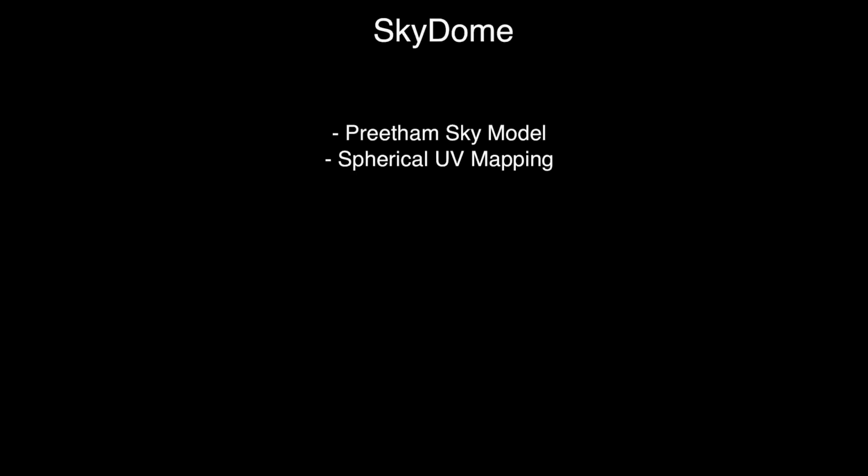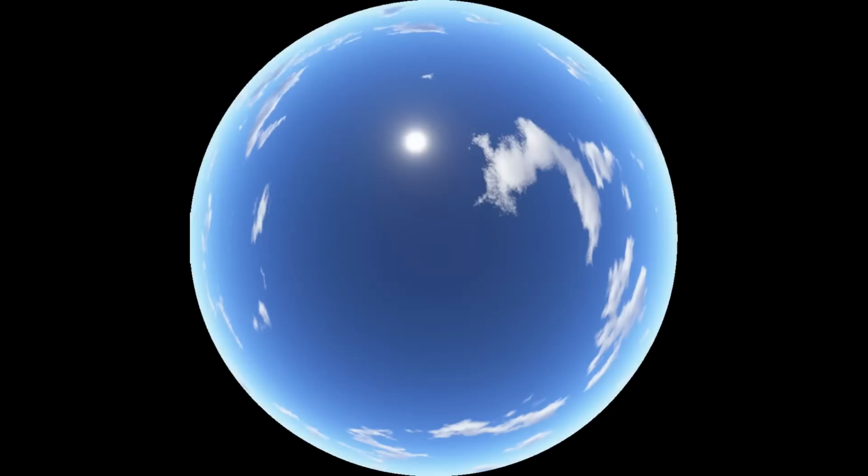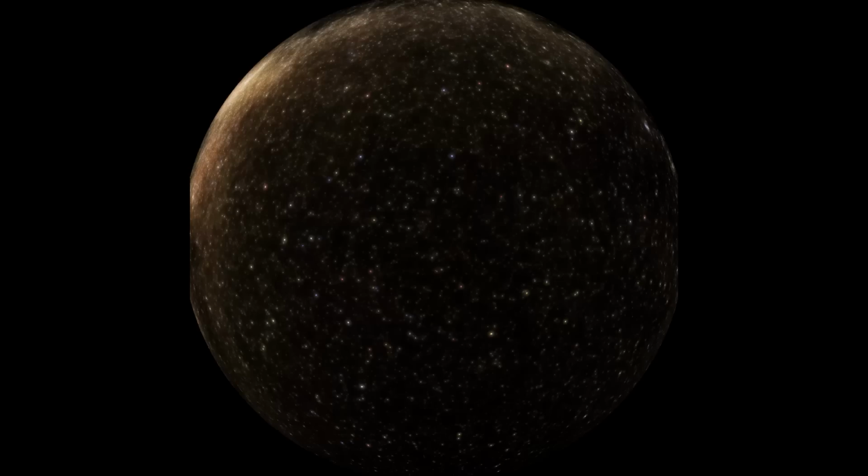First up is our SkyDome. It is a variation of the prefab sky model for the gradient. We use spherical UV mapping to take a texture like this and this to produce this as an overall effect.